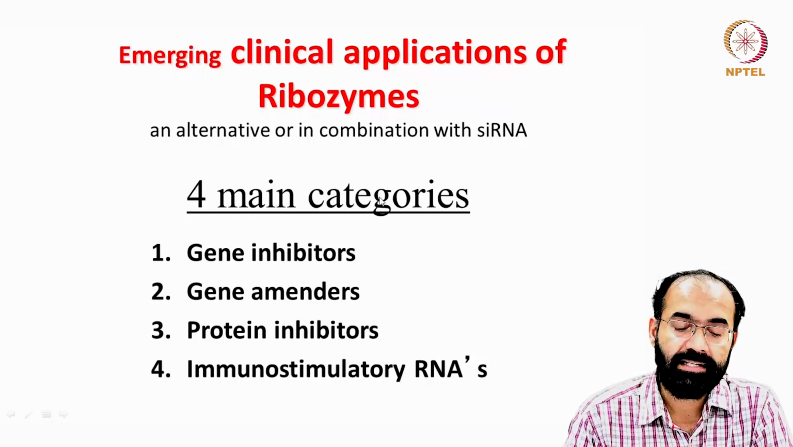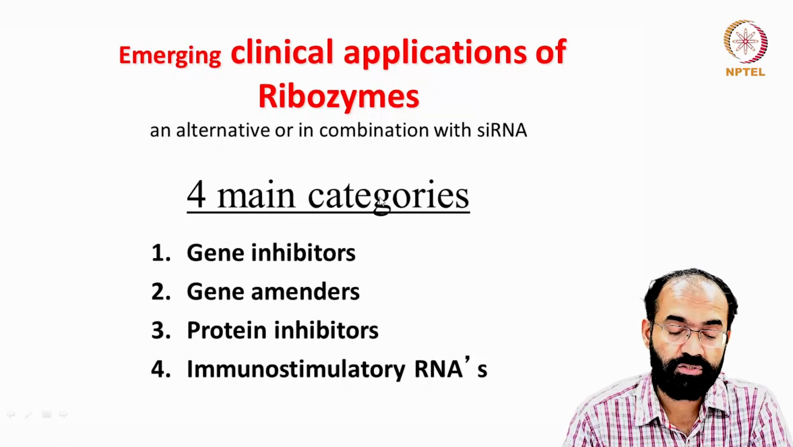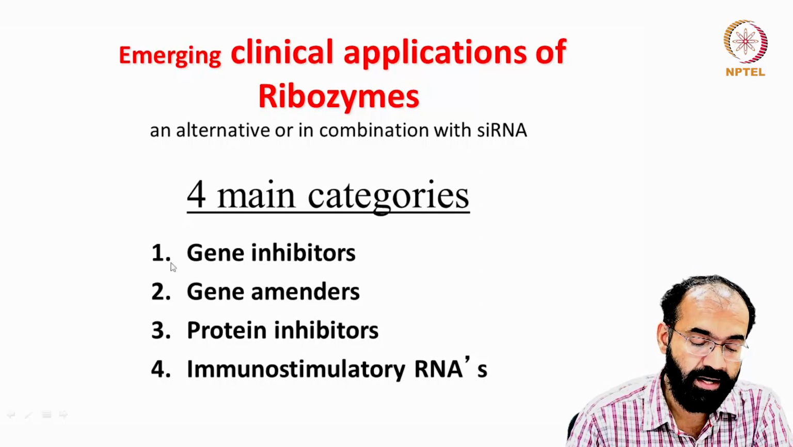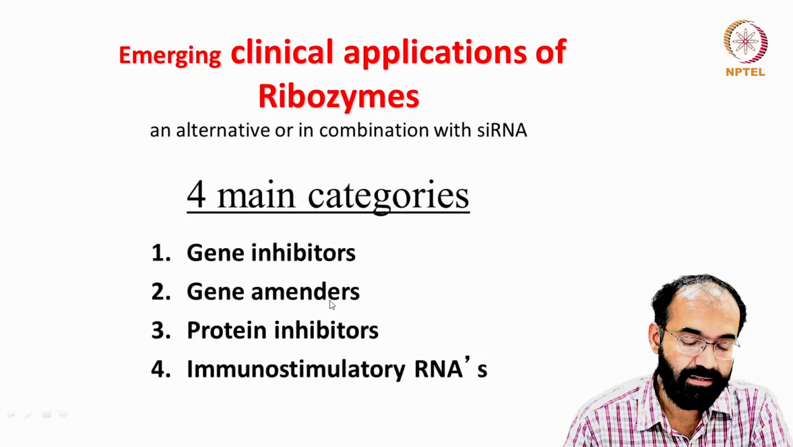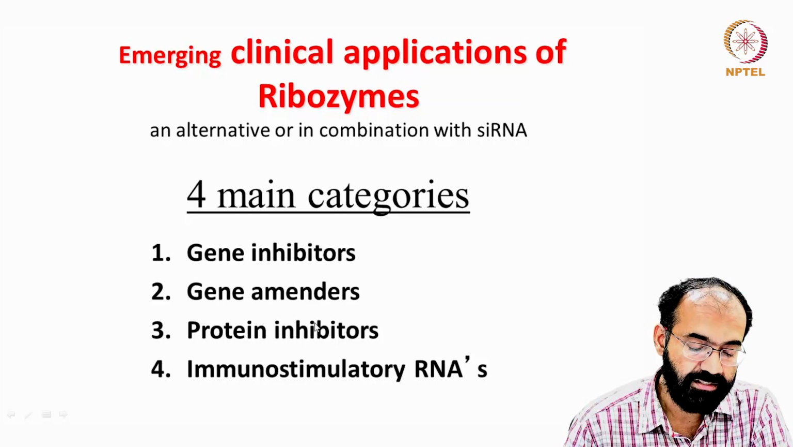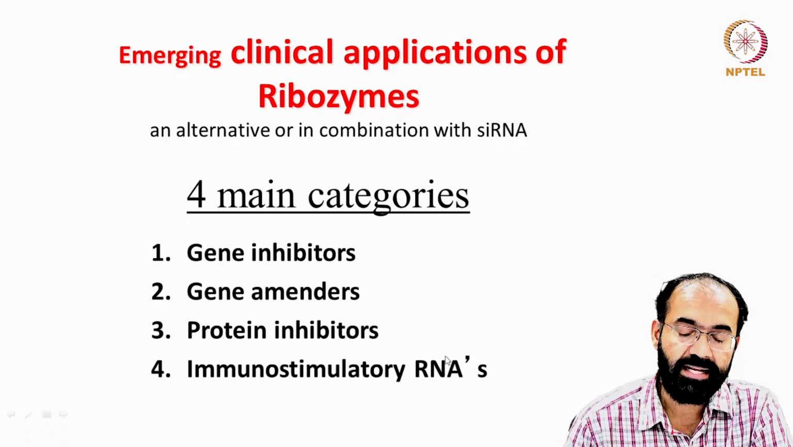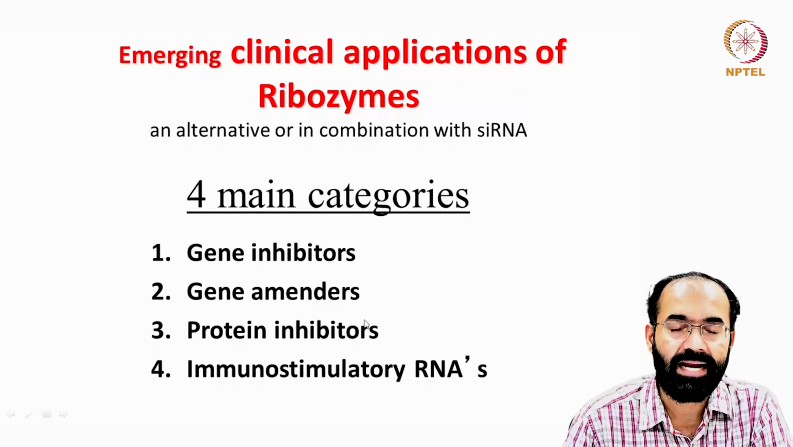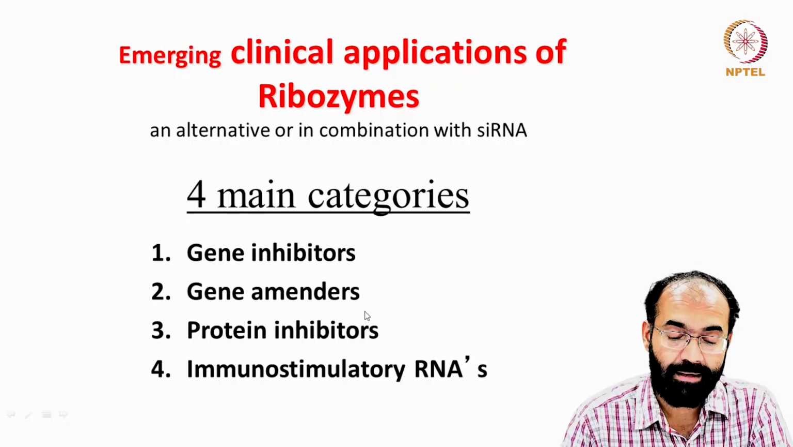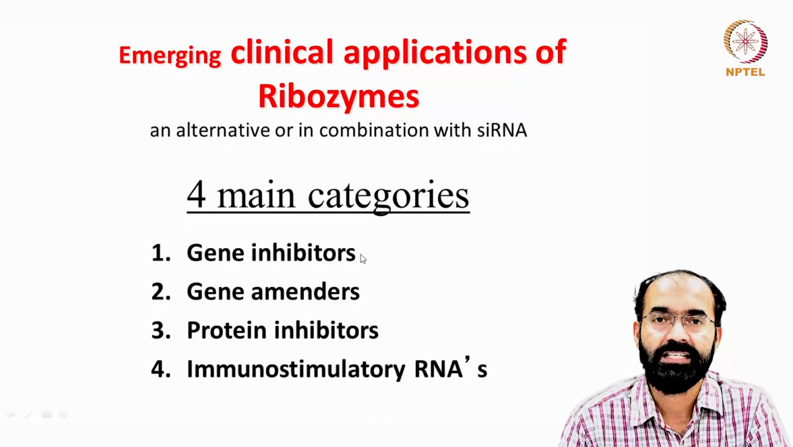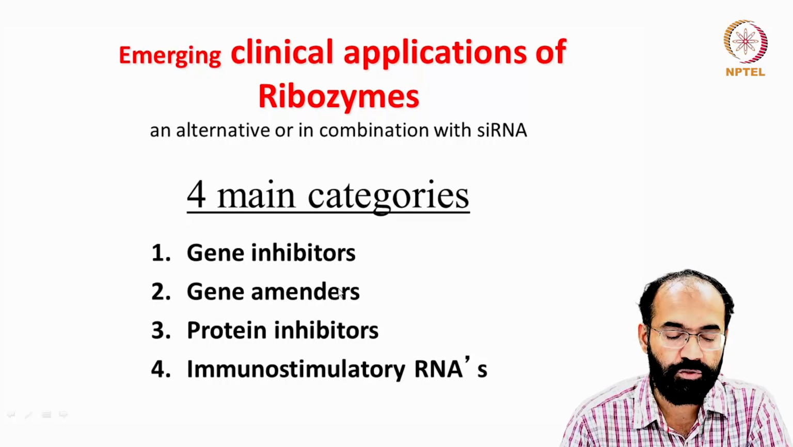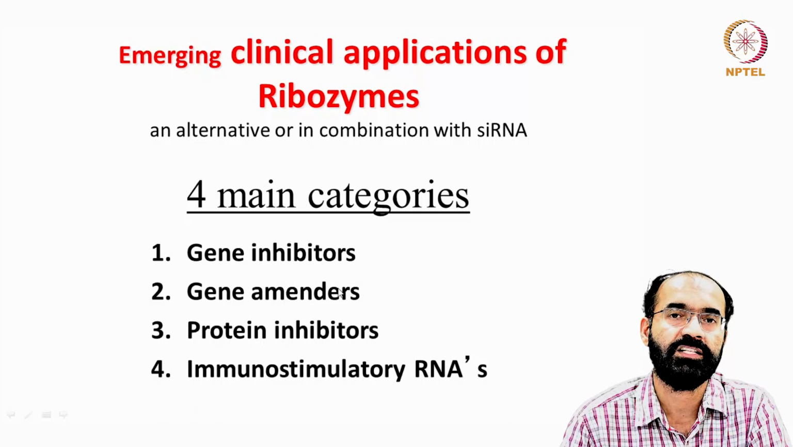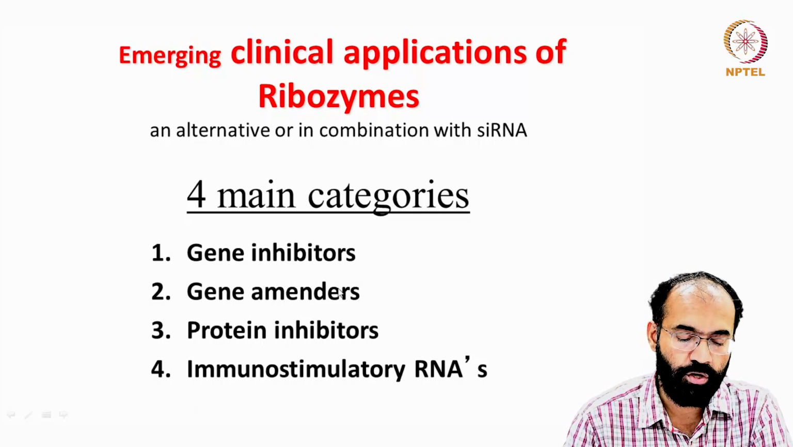So there are 4 main categories in which ribozymes can be made use of in clinical application: 1, as gene inhibitors; 2, as gene amenders; 3, as protein inhibitors; 4, as immunostimulatory RNAs. Gene inhibitors means disrupting the function of a gene. Gene amenders means you tweak it, like you don't want that much expression of a gene, so you reduce it, like increasing or decreasing the volume of a phone or an audio device.